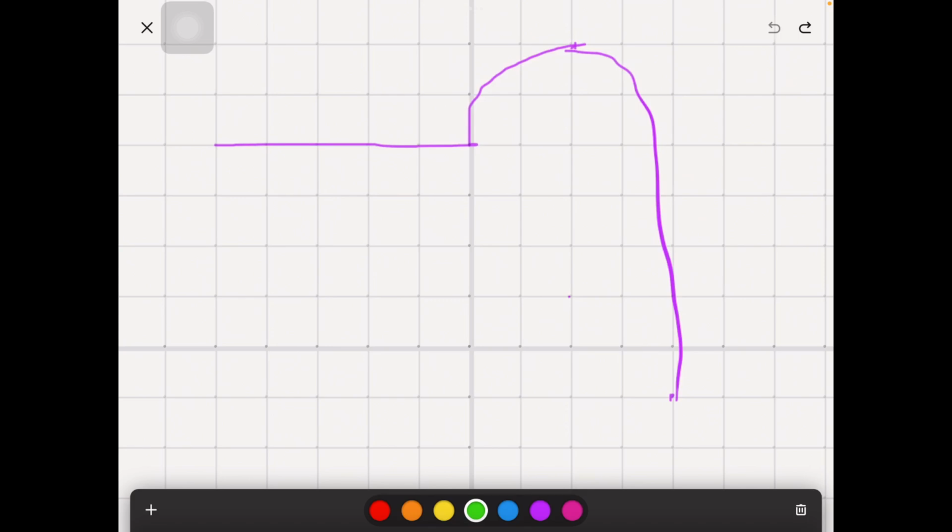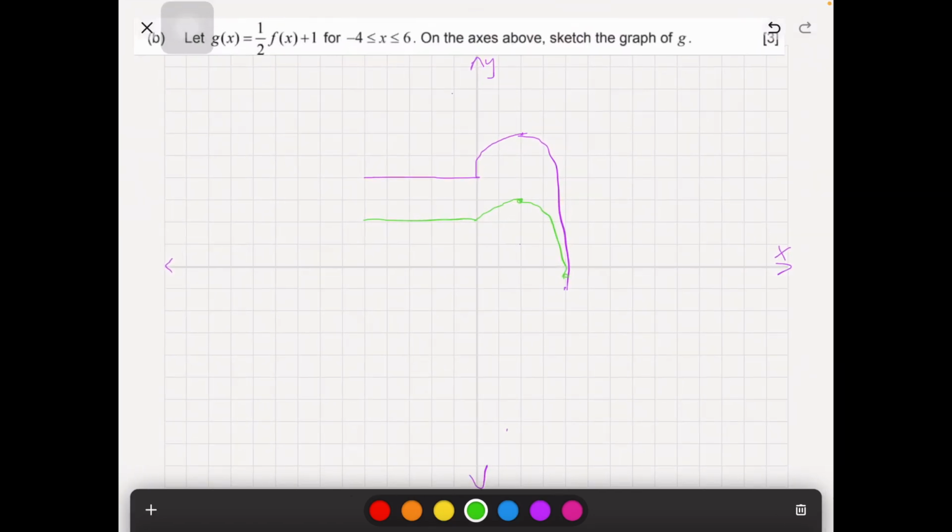So 1/2 of 4 becomes 2. 1/2 of 6 over here becomes 3. And the 1/2 of -1 is -1/2. So the green graph is the transformed version of f of x with a stretch of 1/2.